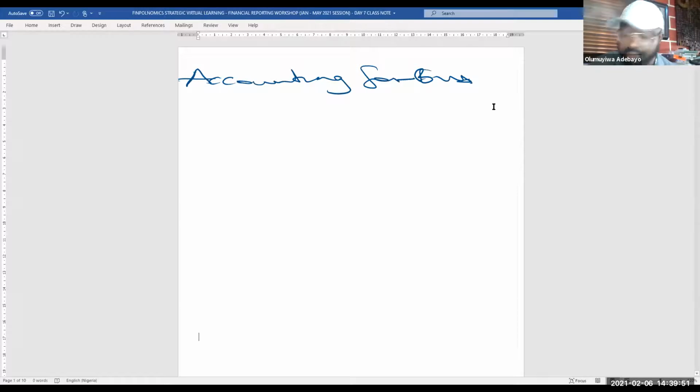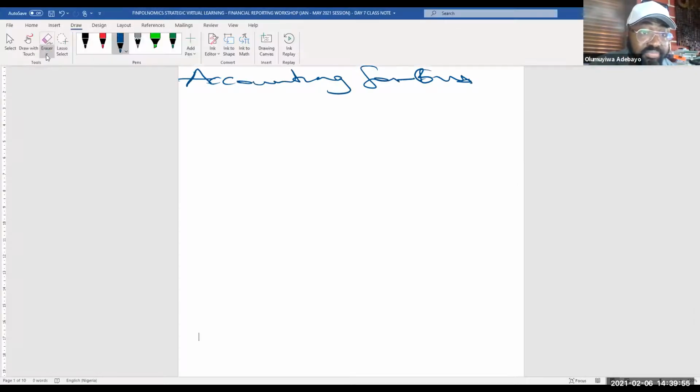Now, I'm trying to correct my pen. I don't know why it's trying to malfunction.